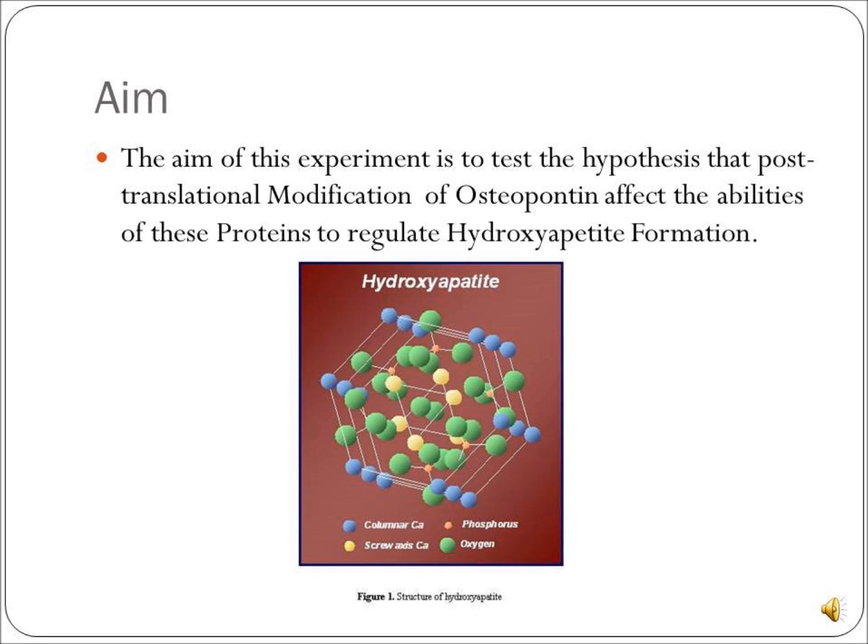The aim of the experiment is to test the hypothesis that post-translational modification of the SIBLING family of proteins in general, and osteopontin in particular, can modify the abilities of these proteins to regulate the in vitro hydroxyapatite mineral crystallite formation and growth, depending on the level or extent of phosphorylation.